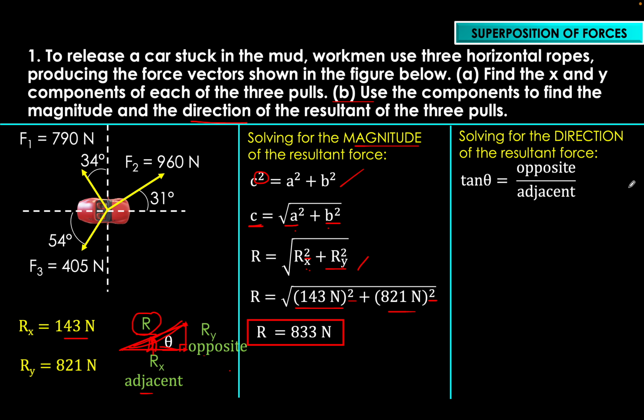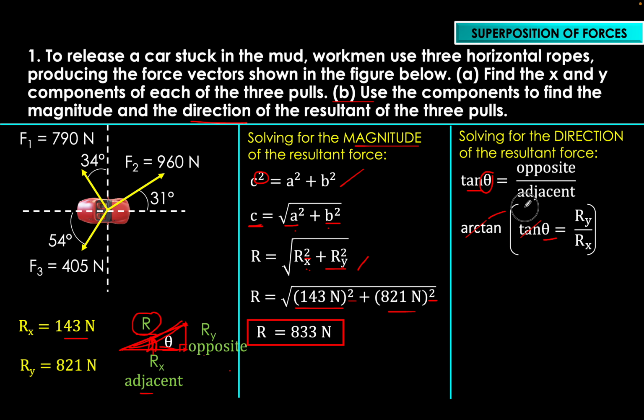So opposite over adjacent, and then, because we want to get rid of the tangent expression for us to know theta, what you need to do is to take the arc tangent of both sides of the expression, because if you do that, you can cancel the tangent expression in here and you will be left with theta.